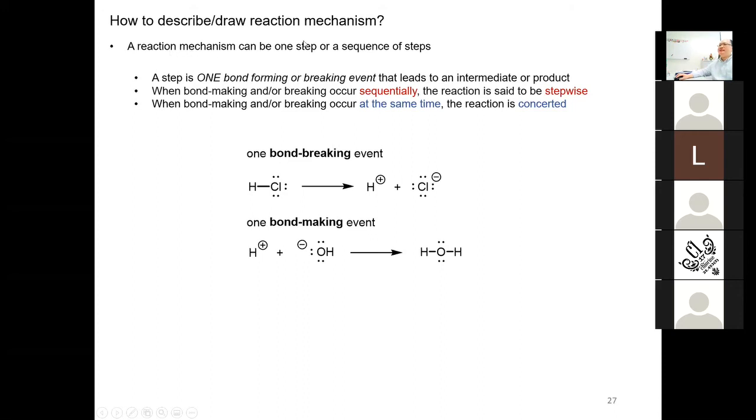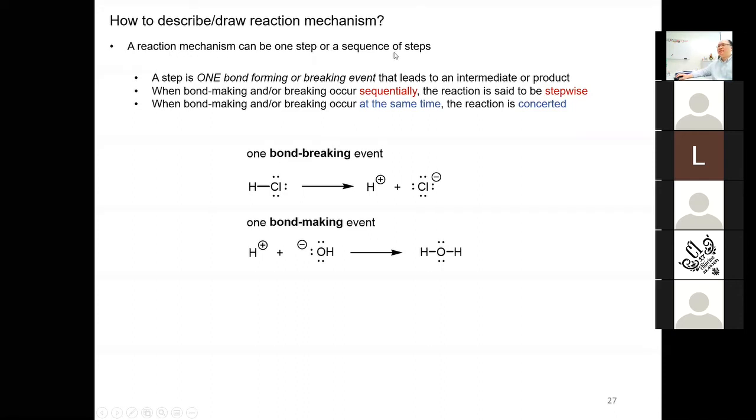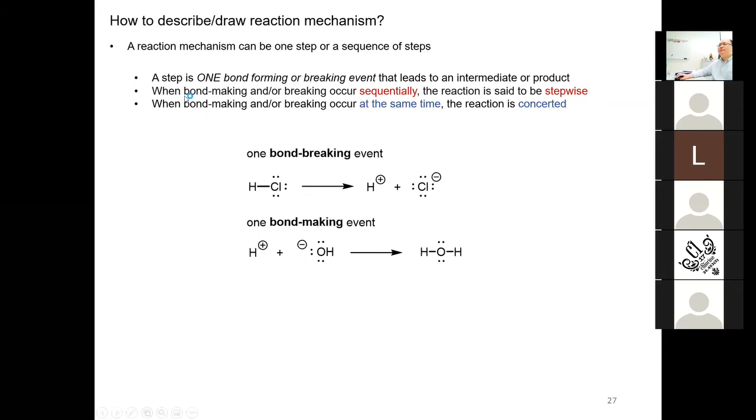A mechanism can be one step or a sequence of steps. We define one bond forming or breaking event as one step. In one step, a bond forms or breaks. If bond making and breaking occur sequentially, the reaction is said to be stepwise. But if they occur at the same time, it's concerted. Let's see an example.